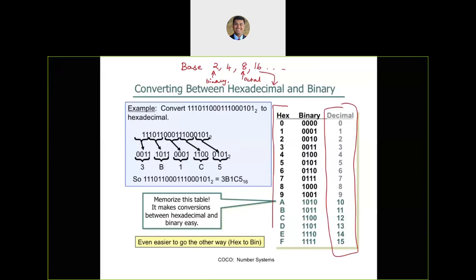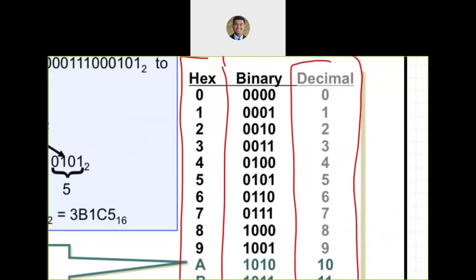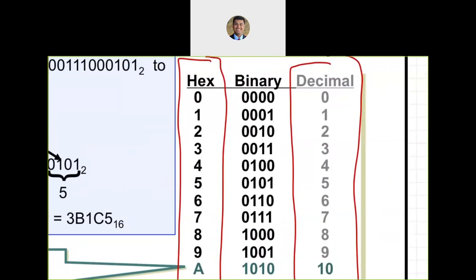Here are the hex digits from 0 to F and their binary representations using 4 bits: 0, 0, 0, 0, all the way to 1, 1, 1, 1. Notice the way you can easily write this is by alternating the least significant digit: 0, 1, 0, 1, and so on. Next to that, you go 0, 0, 1, 1, 0, 0, 1, 1, and so on. Next is 4 zeros, 4 ones, and so on. And after that, you have 8 zeros and 8 ones, and so on.